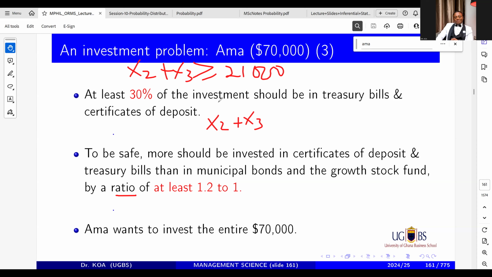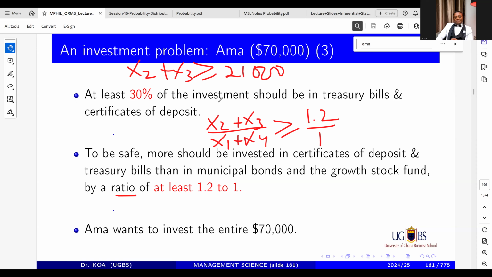Okay. And then it says it's a ratio, so that should be divided by something. And that something is municipal bonds and growth stock fund. Municipal bond is X1, growth stock fund is X4. Then it says that it should be greater than or equal to a ratio again of 1.2 to 1. 1.2 is a ratio to 1 is a ratio. This is it. That's how you do it.